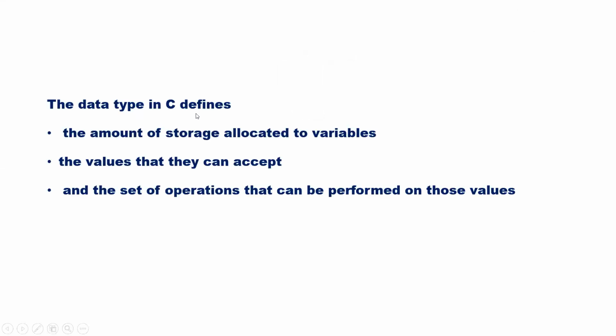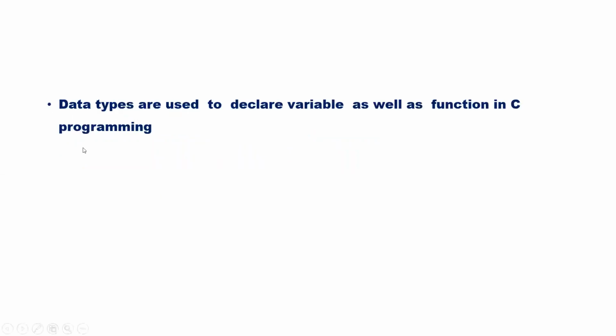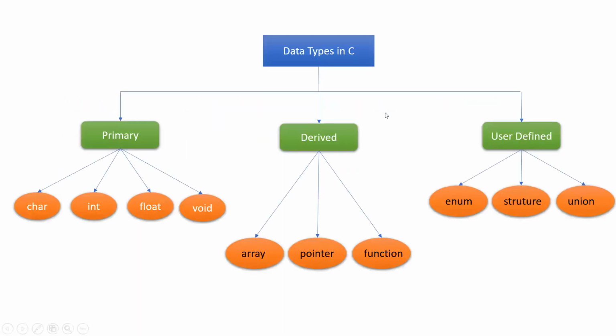The data type in C defines the amount of storage allocated to the variable, that is, how much memory should be allocated to a variable, the values that they can accept, what the range of values is, and the set of operations that can be performed on those values. Data types are used to declare variables as well as functions in C programming.